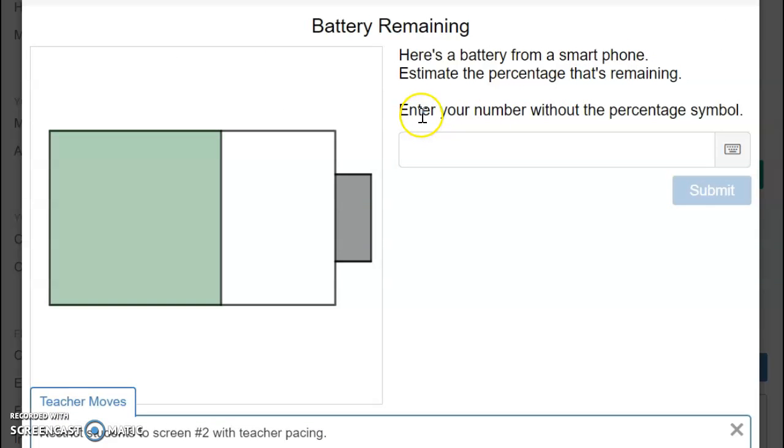Battery remaining. Here's a battery from a smartphone. Estimate the percentage that is remaining. What do you think? Well, it looks like halfway will be about here. Okay, and it looks like more than half. What did you say? Maybe about 60%. So enter your number without the percentage symbol. So I might enter like 60. Okay, so because this is 50 and that's 100, I could say maybe 55 or 50.